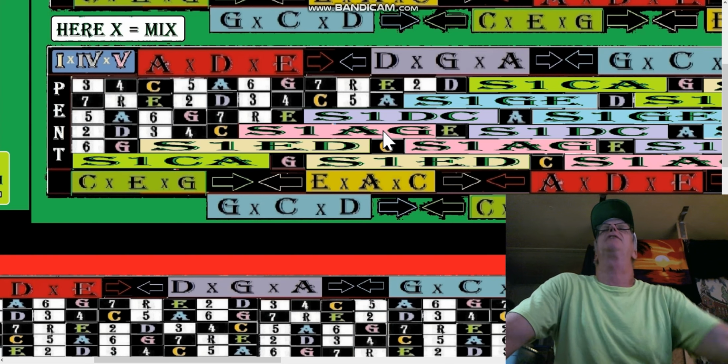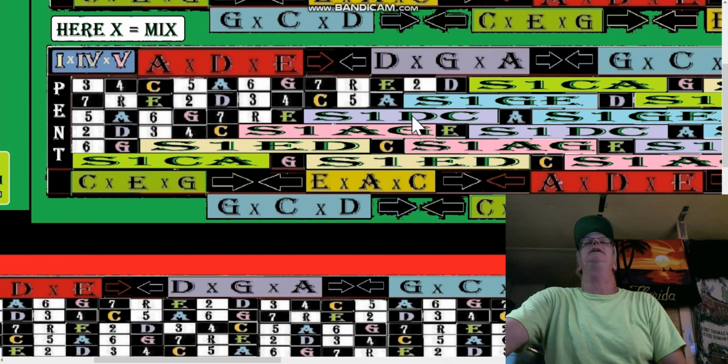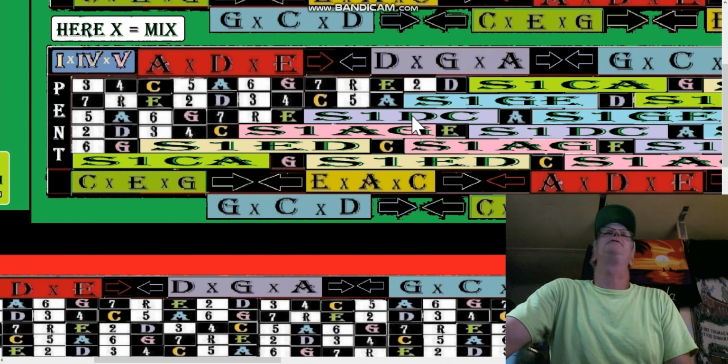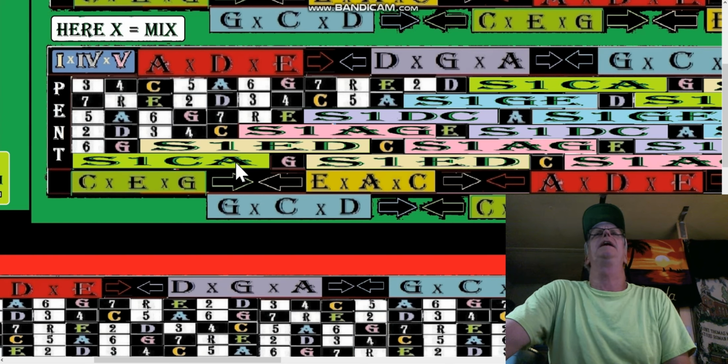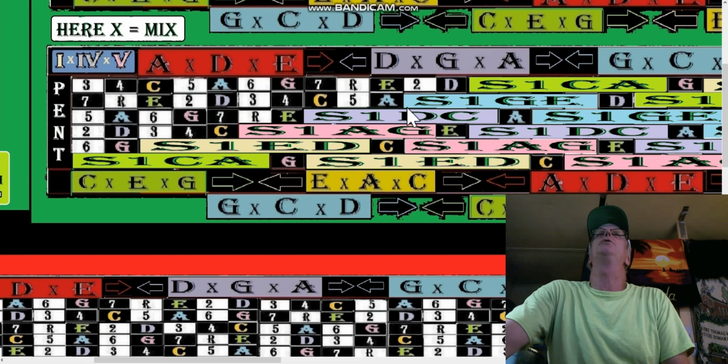Okay, so we got 5, 6, 6, 7 root. We're going to the fourth of the A to the D. I'm just saying it's a little easier that way. If you're focusing more on the second shape in the double shape, then look at it as, then go to its fifth.